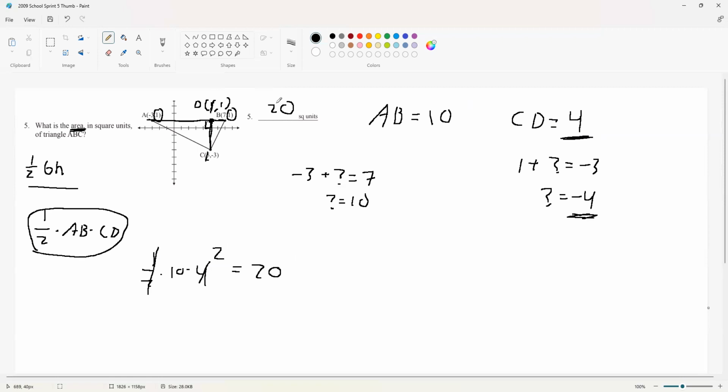I'm going to rewrite the 0. You can see that the question asks for the answer in square units, but since the unit is already written here, we do not need to write that.